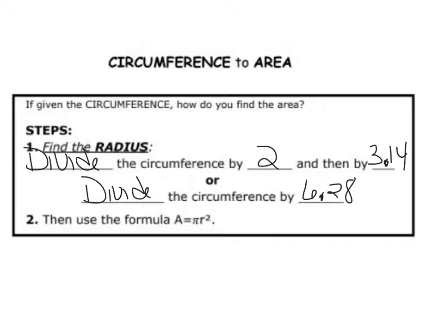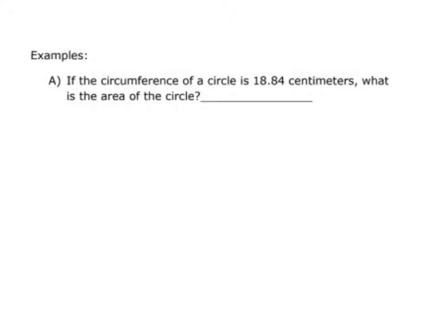Now that you have r, all you have to do is use the formula A equals pi r squared. Everybody is good with that? Yes. Okay, so let's go ahead and solve the problems on the bottom.